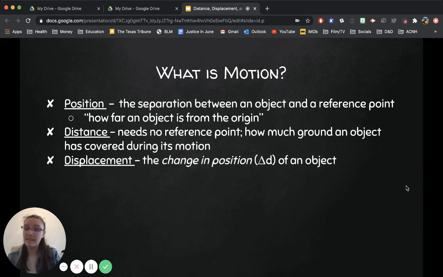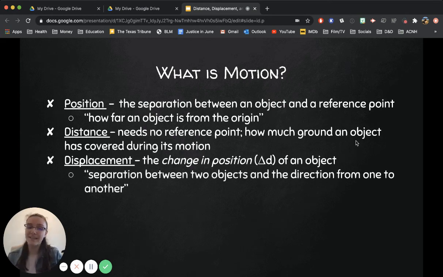And displacement is the change in position of an object. Remember that this triangle is the Greek letter delta, and we use it to mean change. So delta D is change in position. D is what we use for the position.